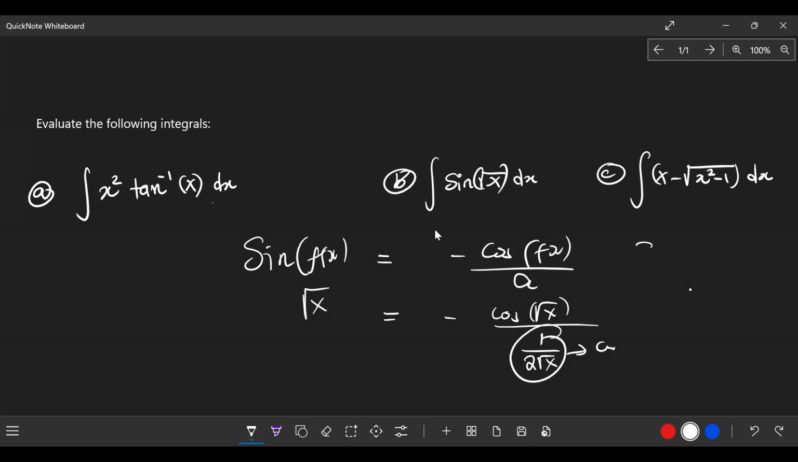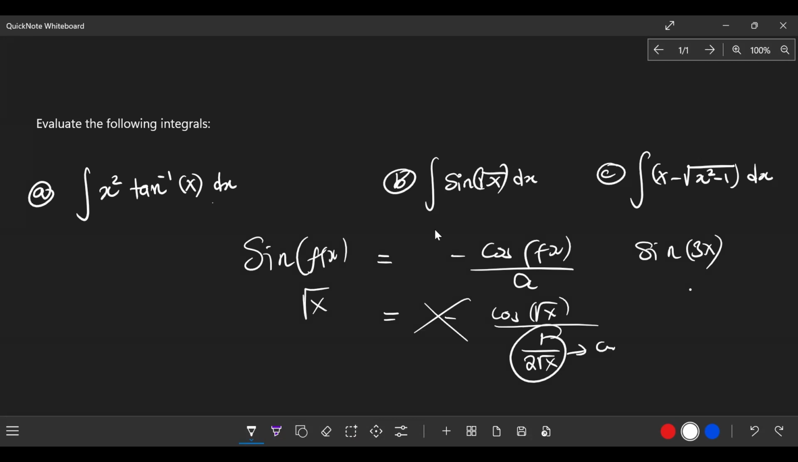But if it was like a sine of 3x, you know that if I differentiate the input, the derivative of 3x, I'm going to get a constant in the denominator. So this can't work in this case. It can only work if the input to a sine function or a cosine function or a tangent function is linear. But with root x, if we differentiate that root x, we're not going to end up with a constant. So we need to find other ways.